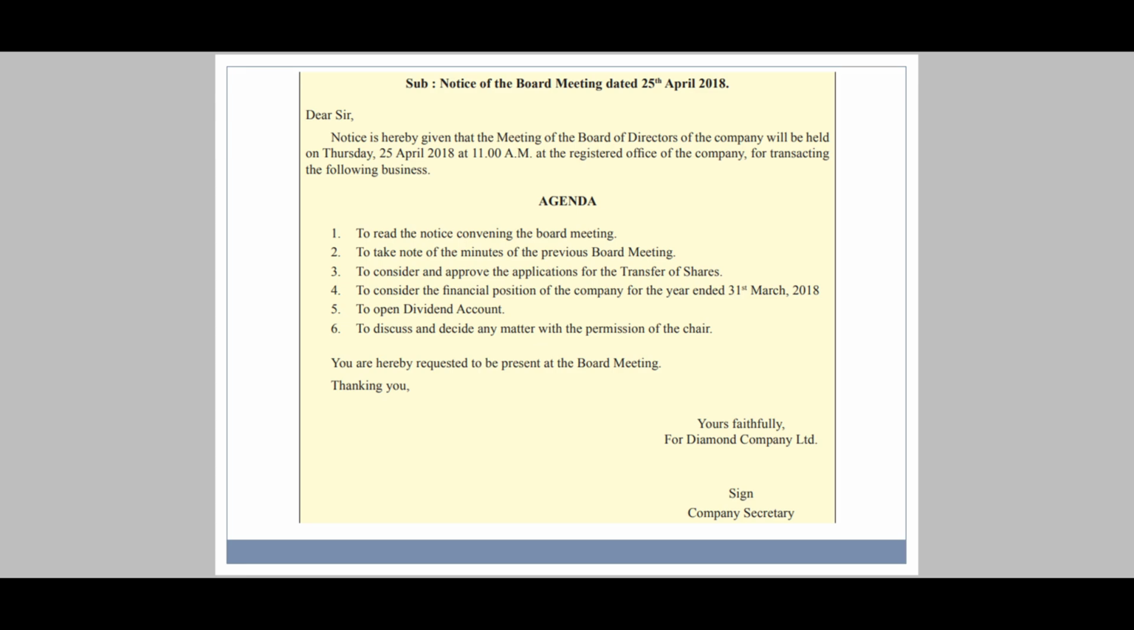To consider and approve the applications for the transfer of shares. To transfer means to sell. To transfer of shares means to convert your shares, or transfer your shares, to the other person's name. Then you have got to consider the financial position of the company for the year ended 31st March 2018. Now, for the previous year, you are going to see what is the financial position of the company. Then to open a dividend account. Dividend is return on shares, return on investment.